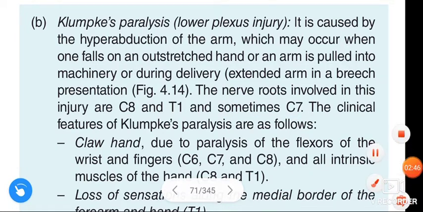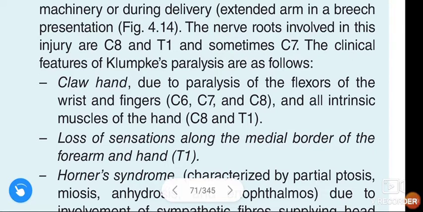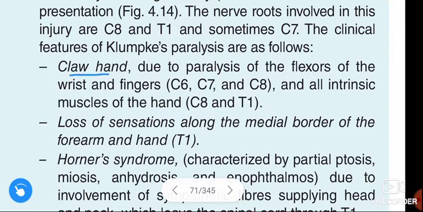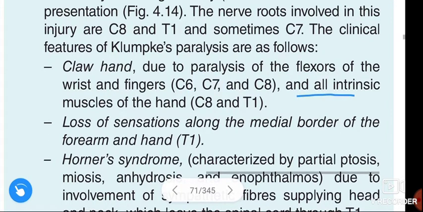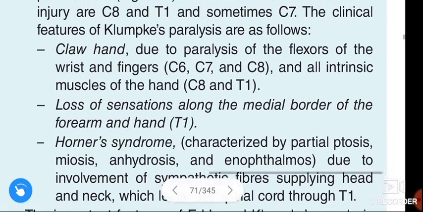The clinical features of Klumpke's paralysis are as follows. Claw hand, due to paralysis of the flexors of the wrist and the fingers, C6, C7 and C8, and all the intrinsic muscles of the hand, C8 and T1.